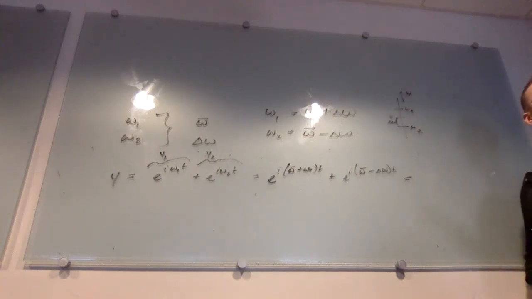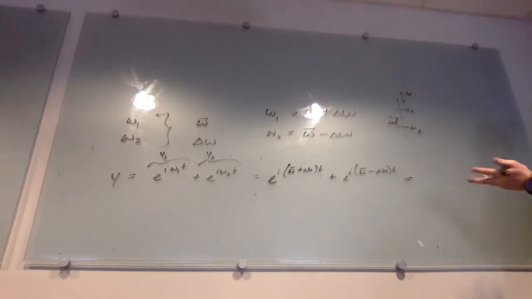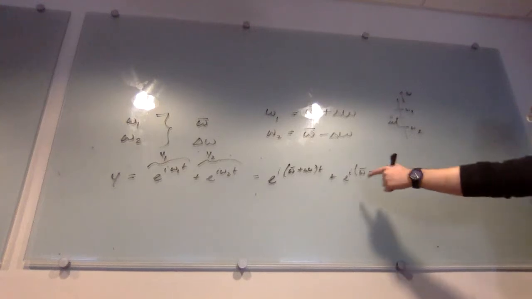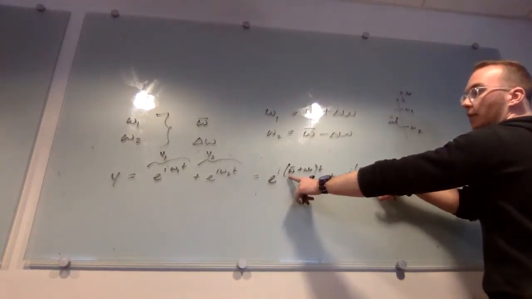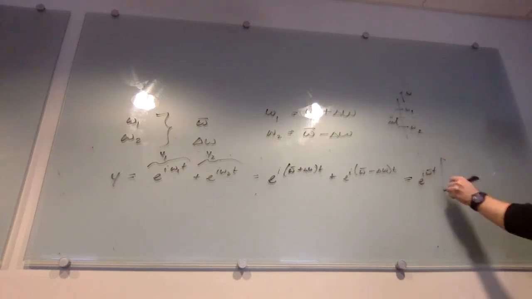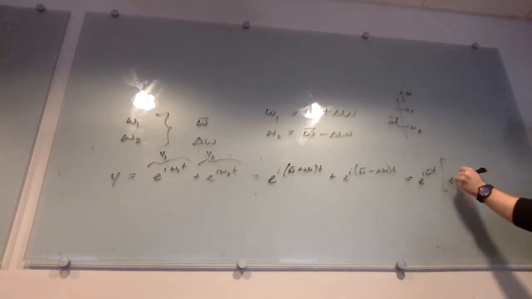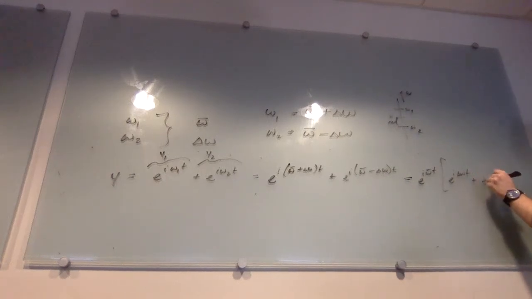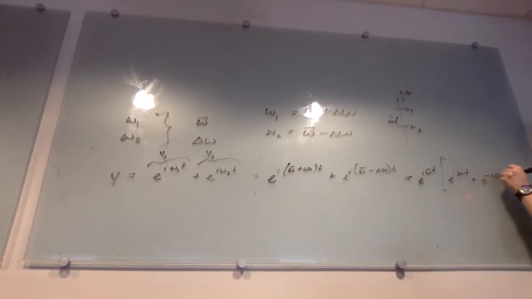Now, if they gave us the two, we would still basically have to write all this anyway. So now there's a common factor. e to the i omega bar t is common in both of these, so we could write this as e to the i omega bar t times e to the i delta omega t plus e to the minus i delta omega t. Right?